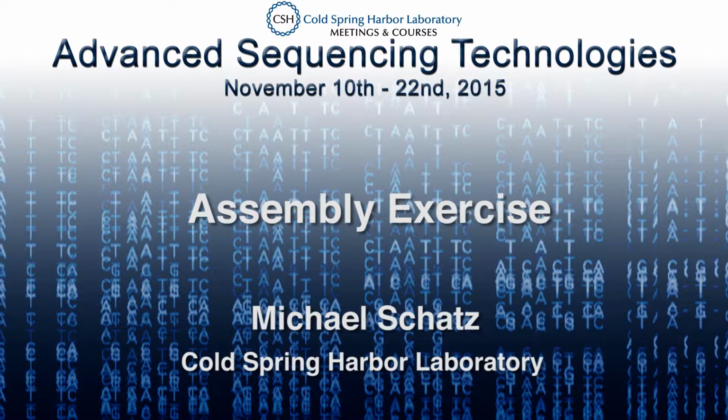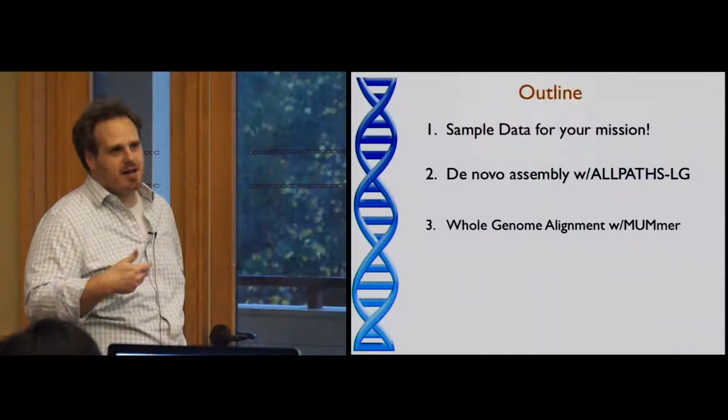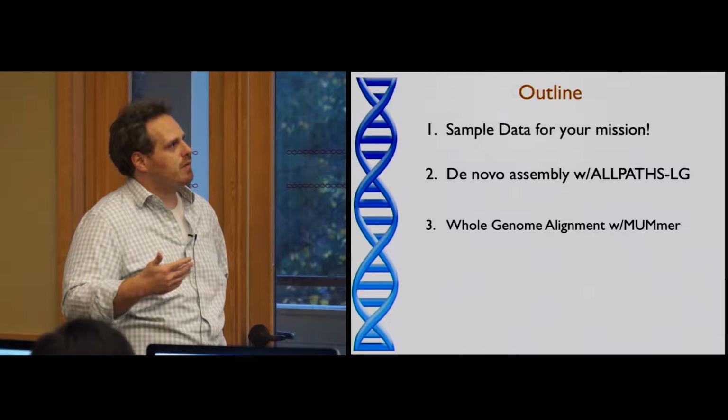So what we're gonna do is a little exercise. Let me motivate the exercise, where we're gonna try to use the tools that I just described to figure out a secret message that I've embedded in the genome. The steps we're gonna do are de novo assembly with AllPaths-LG. It's a small data set, so it'll run in 5 minutes or 2 minutes and give us a nice assembly. Then we're gonna use whole genome alignment with Nucmer to be able to go look at it.